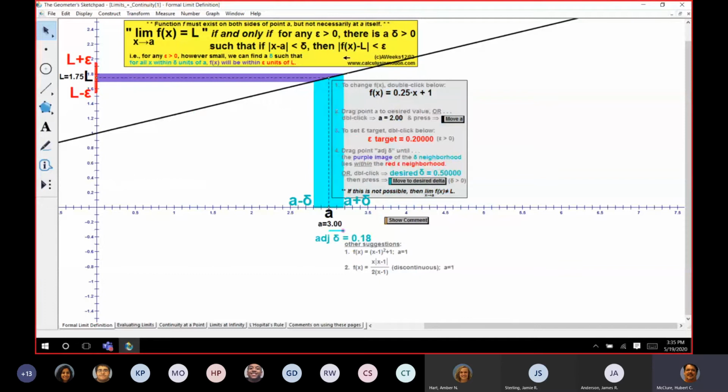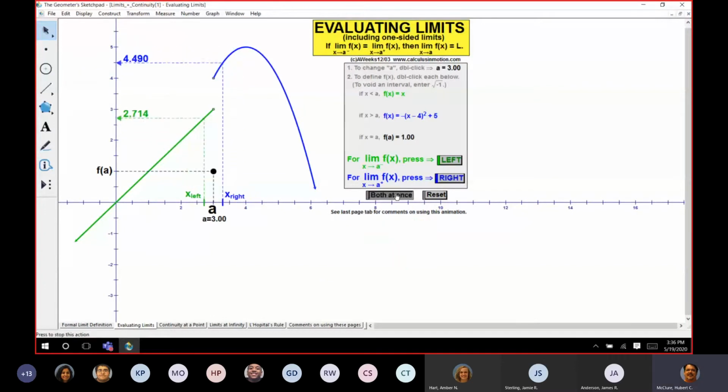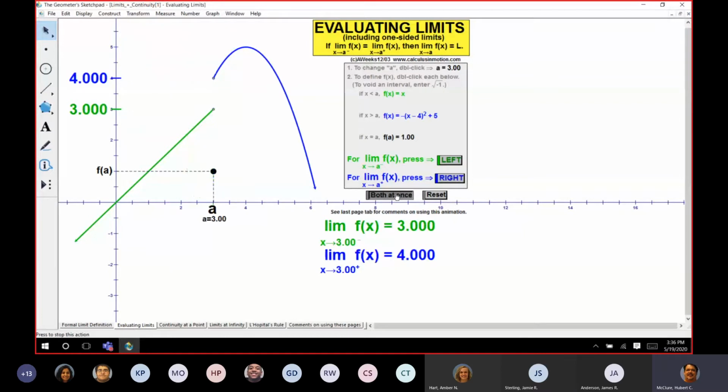Now, what's the difference in that graph and this graph? Well, this one's discontinuous. Okay, and you can do it right there. See, I'm approaching A from the left and the right, just like I was in the previous problem. But this one is not continuous. So therefore, 3 does not equal 4. Therefore, there is no limit. So you would say here, limit does not exist.